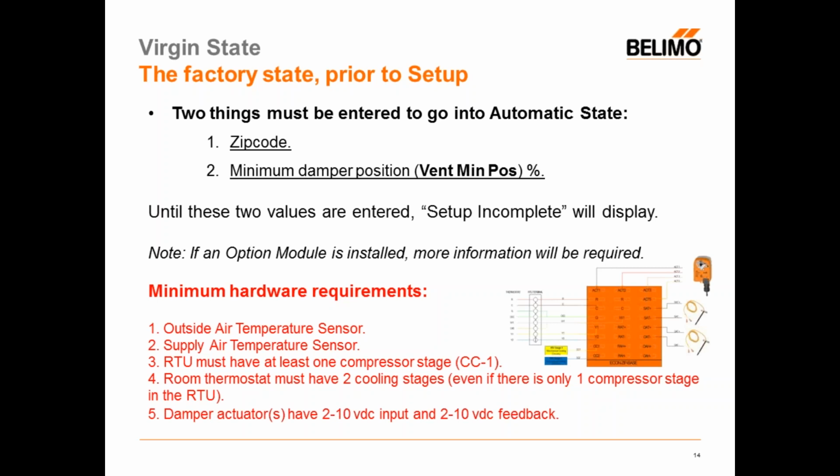Listed on the slide are the minimum hardware requirements. To get the ZIP operational, you must have an outside temperature sensor, a supply air temperature sensor, one compressor stage, a thermostat capable of 2 stages of cooling, and a damper actuator with a 2 to 10 volt input and feedback output.